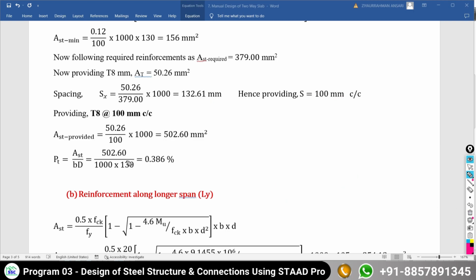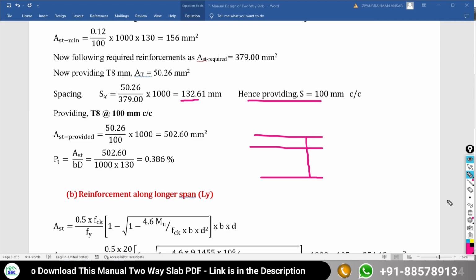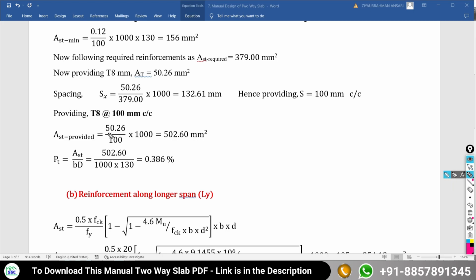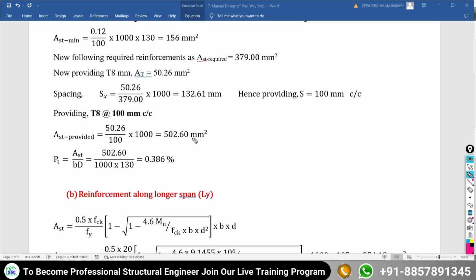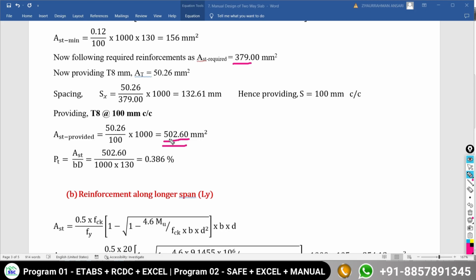Now finally I have to calculate how much area of reinforcement I am going to provide, because as per the calculation 132 mm is the spacing, but I have reduced the spacing. So obviously the number of bars and area of reinforcement is going to increase. That's why I need to do the recalculation. Unit area divided by the finally provided spacing multiplied by the considered width, 1 meter width we are taking into consideration. So finally the area of reinforcement provided is 502.6 mm square. The requirement was 379 to resist the moment. We are going to provide 502, a little bit more than required.